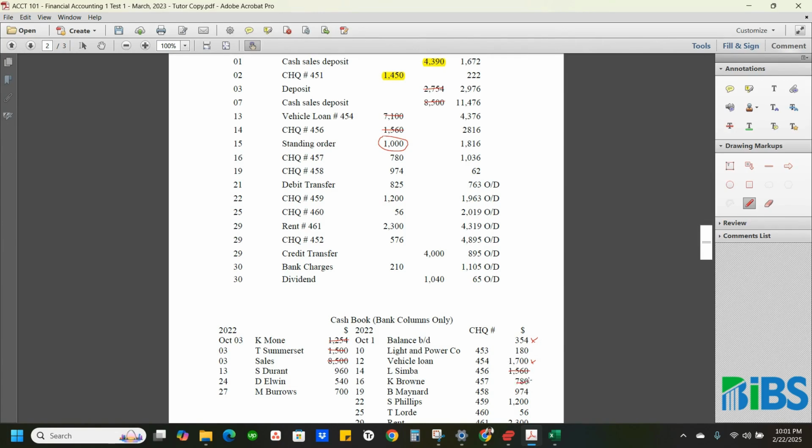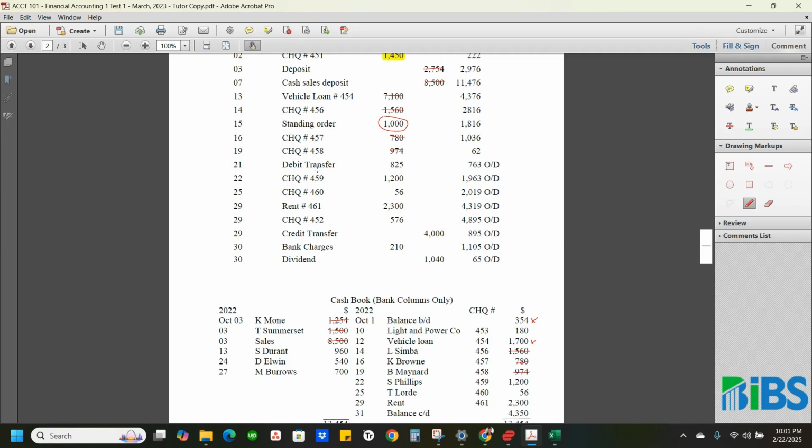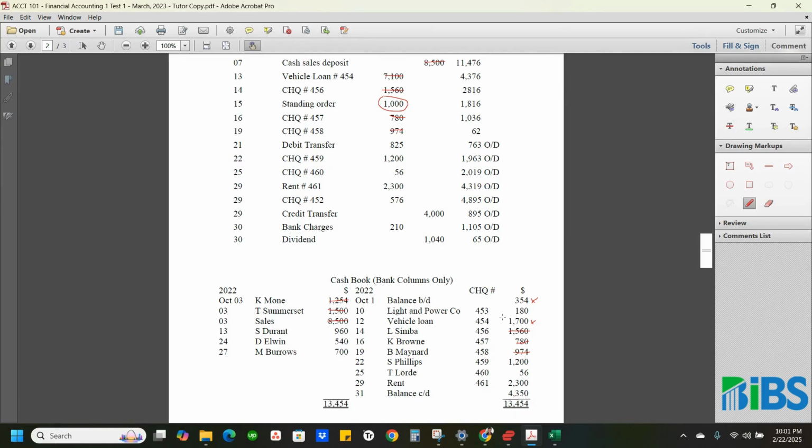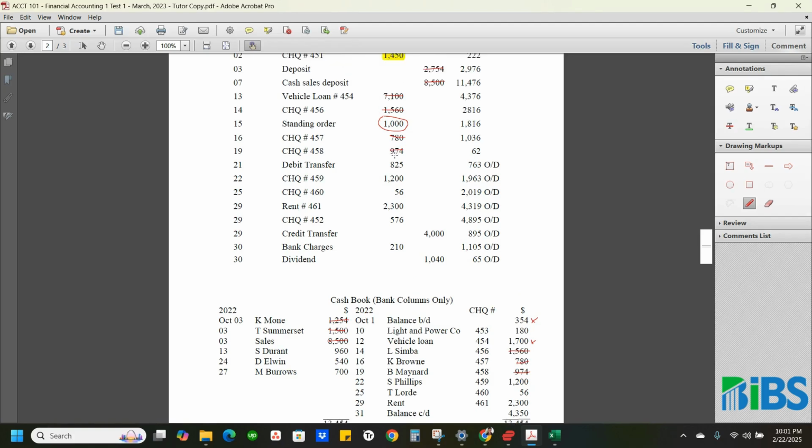Check 457 for 780. Is that in our cash book? It is right here, so let's cross those off. Check 458 for 974. We have that in the cash book. A debit transfer for $825. We don't see that on the credit side of our cash book, so we can circle this because we need to include that in our calculation for the updated cash book.